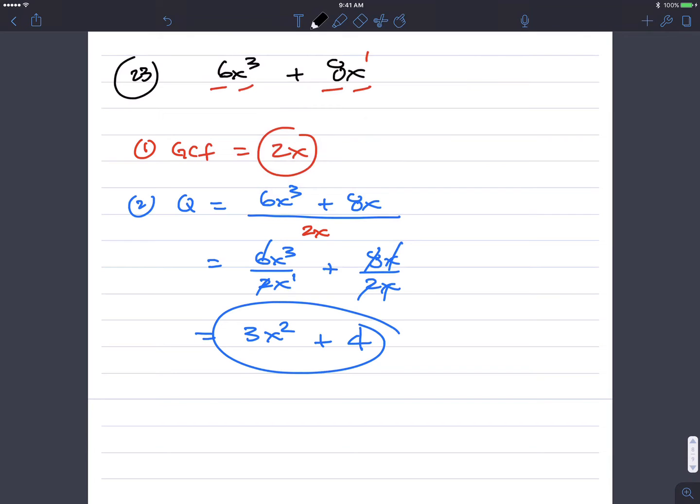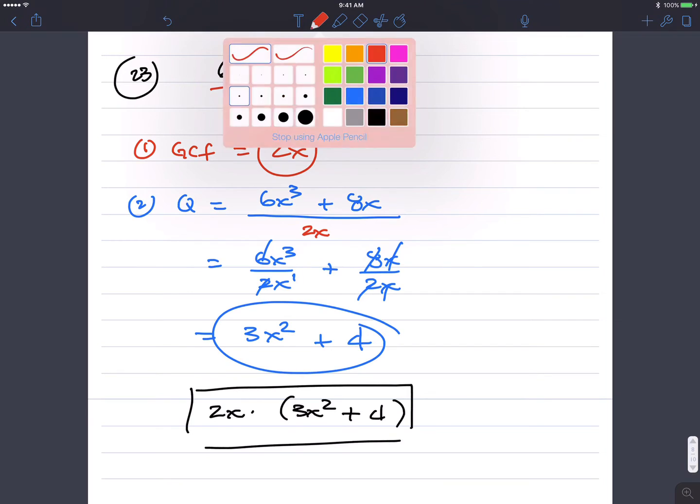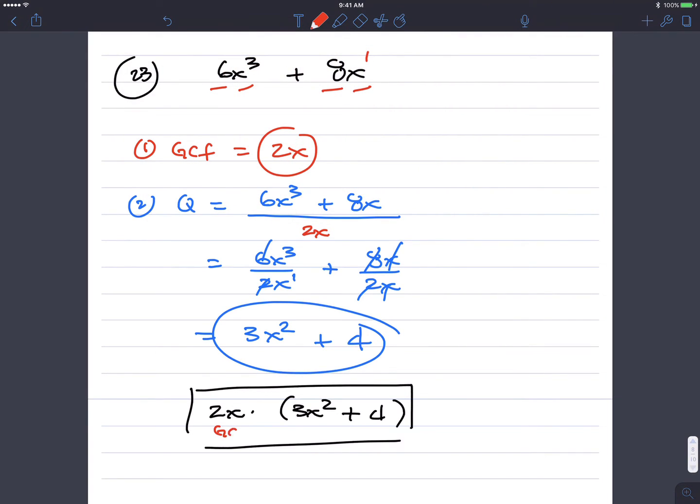What's your final answer? 2x times 3x squared plus our 4. Remember, we have what? GCF, quotient. We factored out the greatest common factor. Go to 25.